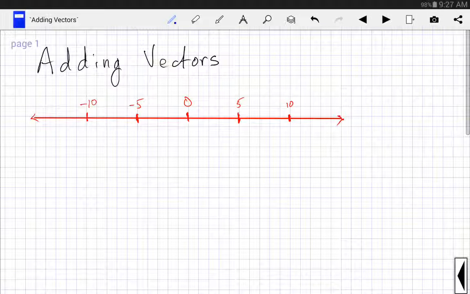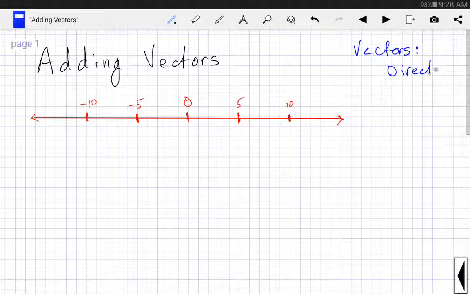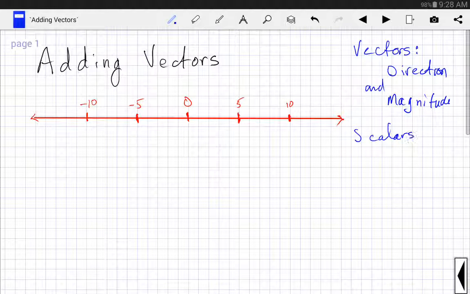Today we're going to learn about adding vectors. Now vectors are values that have both direction and magnitude. We can compare those to the counterparts that are scalars. Scalars have only magnitude.